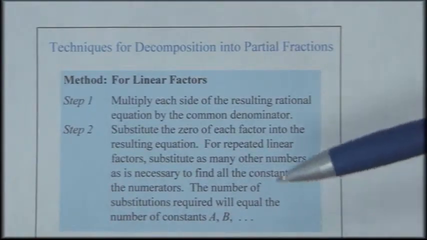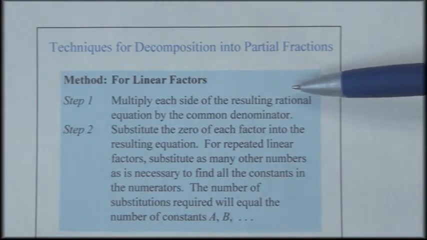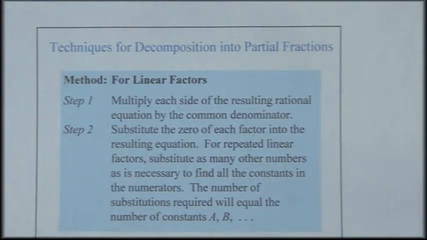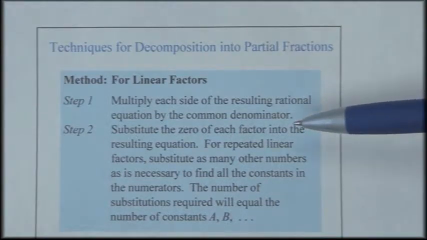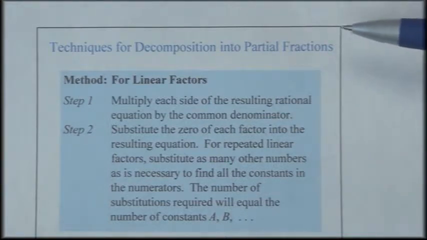Here's the technique for decomposition into partial fractions. The first step is we'll multiply each side of the resulting equation by the common denominator. Secondly, we'll substitute the 0 for each factor into the resulting equation.